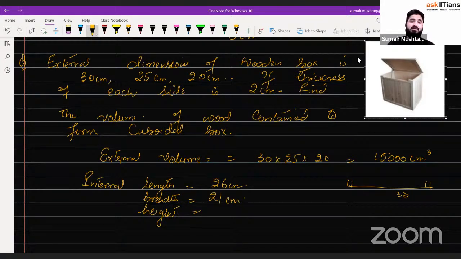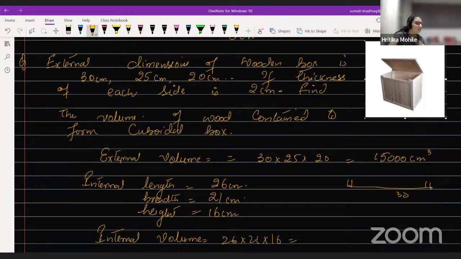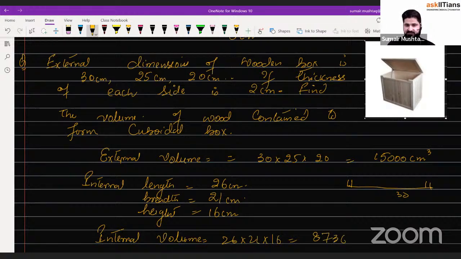So what will be the internal volume? Come on, tell me. That's 26 into 21 into 16. How much is that? 8736. Sir, this 8 looks like 0. 8736 centimeter cube. This is the internal volume.